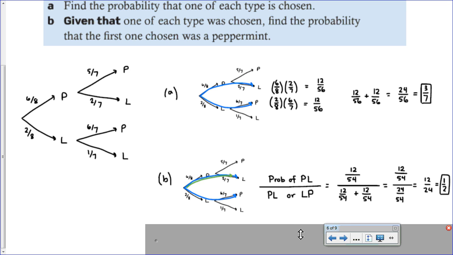So we could set up this probability problem, the probability of a peppermint followed by licorice divided by PL or LP, the combined probabilities. And so this ends up being 1/2. So there's a 50-50 chance that if you've got two candies in your hand, one of each type at the end, that the first one drawn was a peppermint.